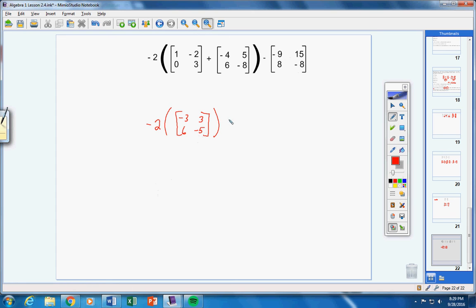Now bring down this over here, so I have minus a negative 9, a positive 15, a positive 8, and a negative 8. Now, looking at this, what do you think you do next? Think of order of operations. You don't subtract these two matrices first. We have multiplication first. Look, if you had negative 2 times a number and then minus a number like this, you would do your multiplication first. Okay? So same thing with matrices. We're going to do our multiplication first. Alright? So let's take our negative 2 and multiply it through here.